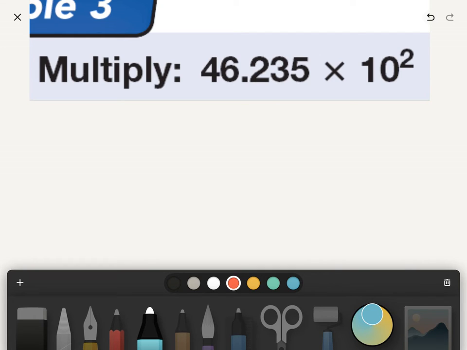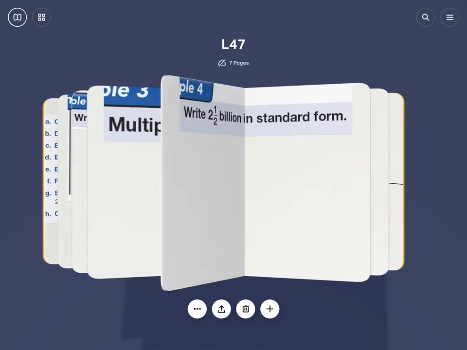So, yes, this is really 46 and 235 thousandths times 100, which essentially just means we're moving our decimal place over by 2. So just 2, and it would go there. So then we would end up with an answer of 4,623 and 5/10.